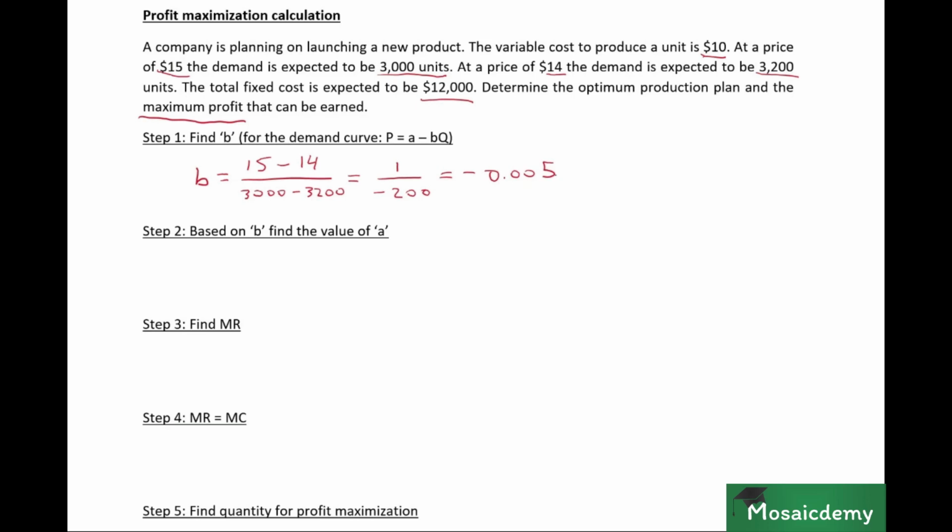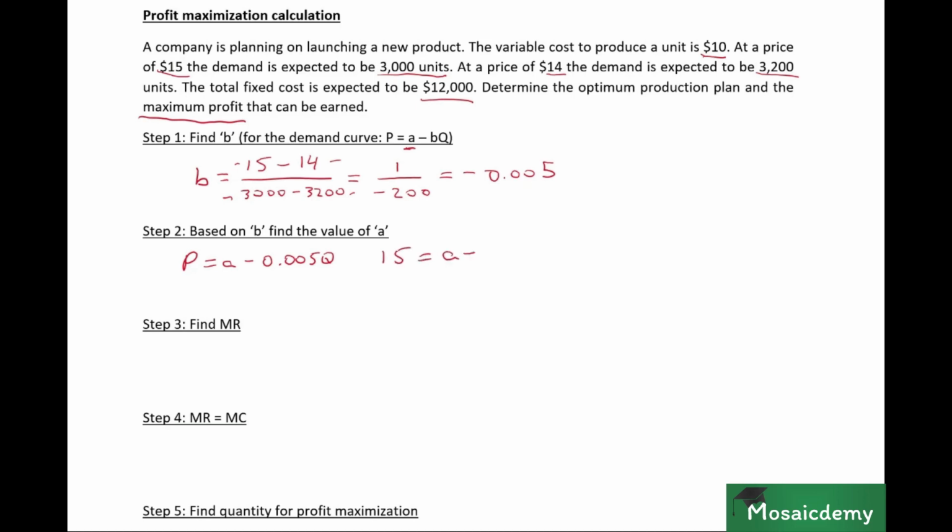Second step, again, these steps are the same for the demand curve. Based on B, we need to find the value of A, right? And we can use any combination of P and Q. So we can use 15 and 3,000 or 14 and 3,200. So we so far have the equation P is equal to A minus 0.005 Q. Now, we will substitute 15 for P and 3,000 for Q.